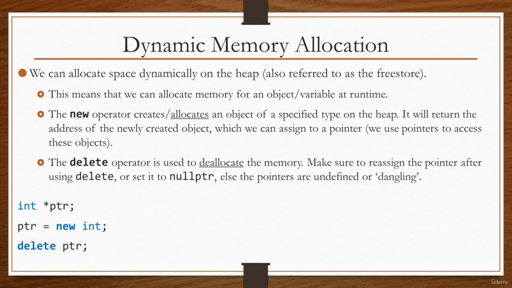Now that we have an understanding of pointers, it's time for me to introduce dynamic memory allocation. With this, we can allocate space dynamically on the heap, which is also referred to as the free store. Essentially, the heap is a section in memory, or in other words, your RAM. There are other sections as well, such as the stack, but the heap is something different from the stack. The heap has to do with dynamic memory, and that is basically a special section in memory for us to go and dynamically allocate memory.